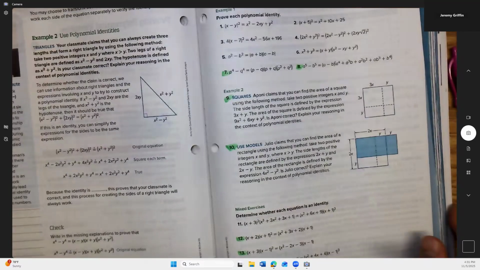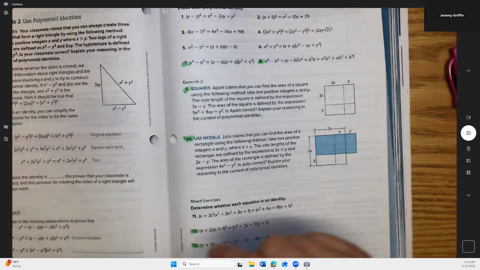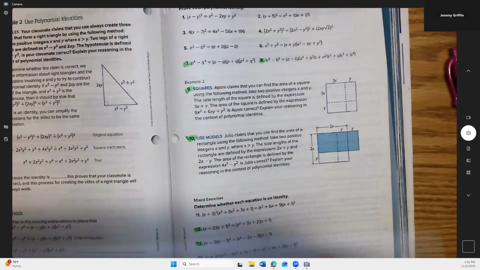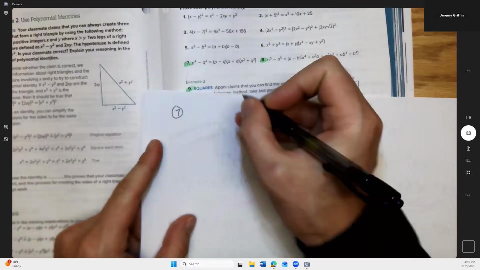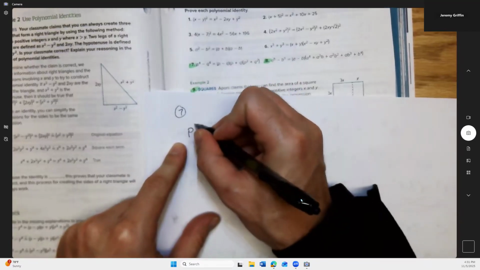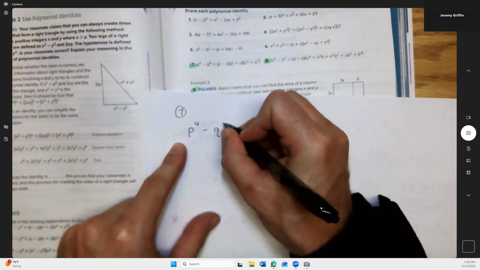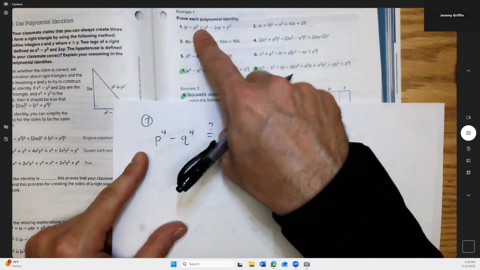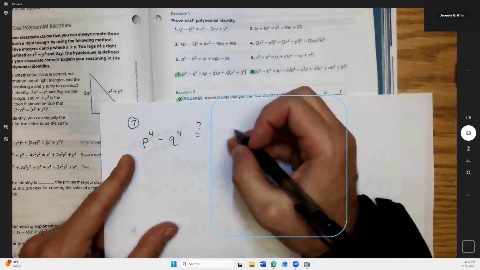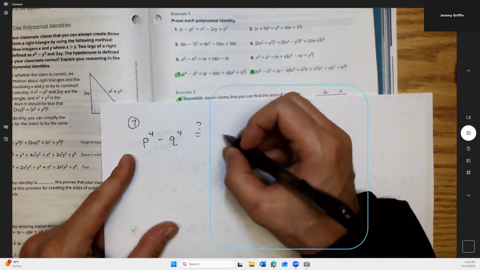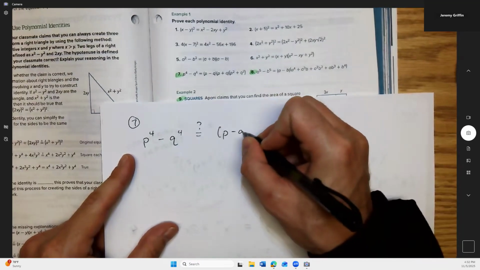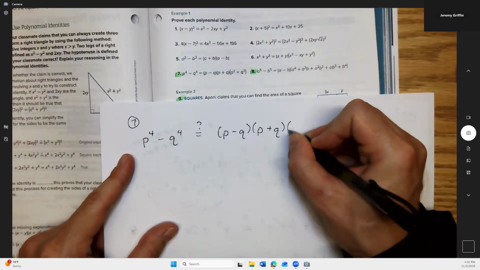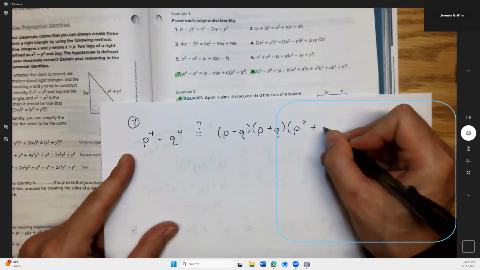All right, so I highlighted a few of these. Here, I'll walk you guys through. So prove each polynomial identity. I did give you 8 examples. I picked 2 of them. So number 7, I got p to the power of 4 minus q to the power of 4. So is that equal to, no, supposedly it is because it says prove each identity. So I guess that implies that these should work. p minus q, p plus q, and then that's all times p squared plus q squared.